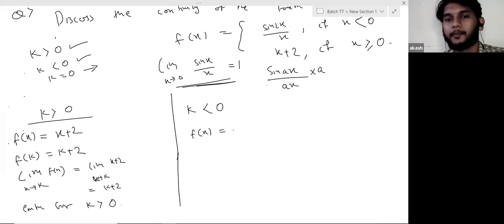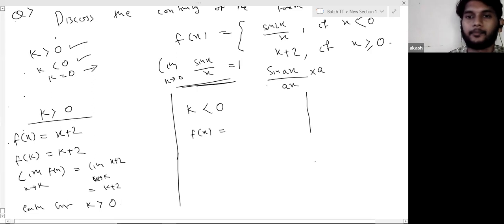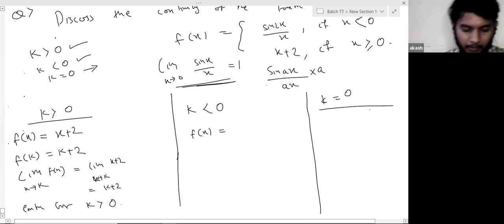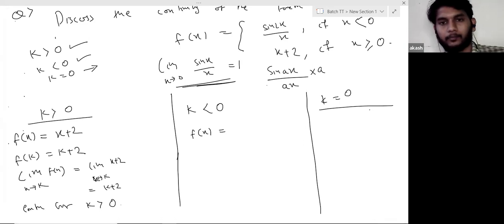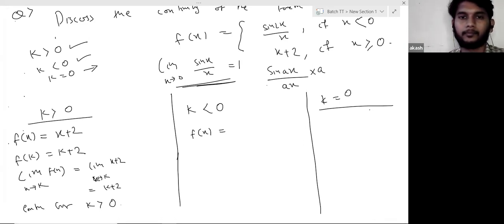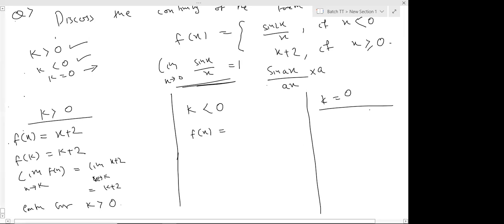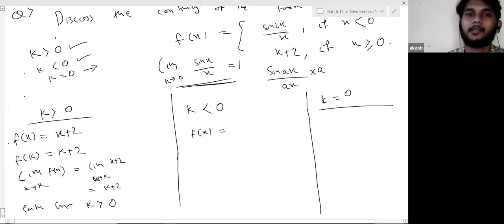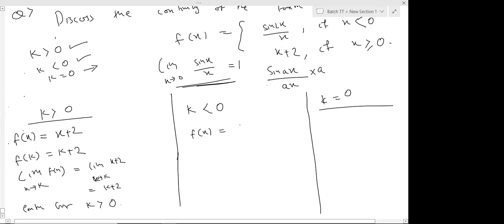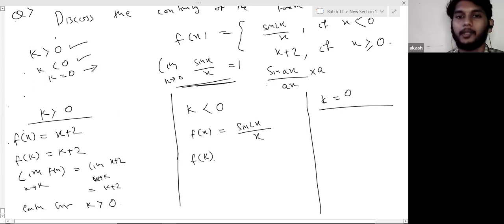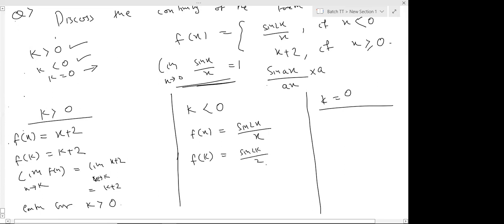What is f of x here? Very simple. When k is less than 0, you have sine 2x by x. It will become 2, right? So first we have to find f of k. So sine 2k by k, right?